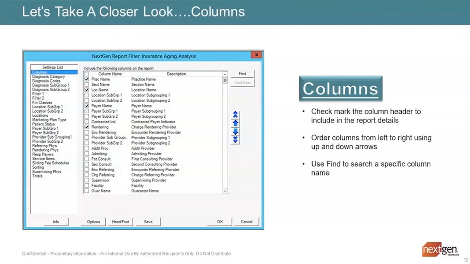The double blue arrow allows you to shoot it straight to the top, or the double blue will shoot it straight to the bottom. So those blue arrows allow you to order from top to bottom, which impacts your left to right on your actual report itself.